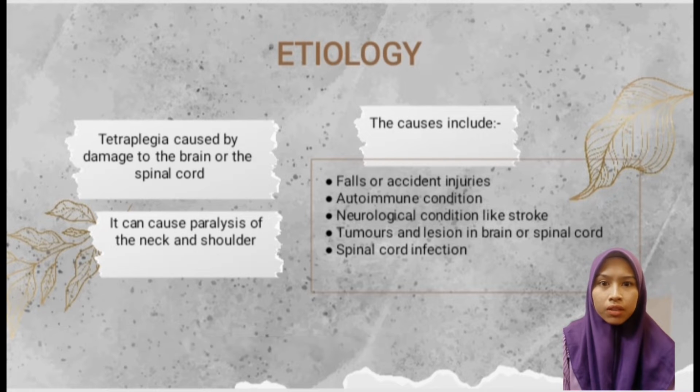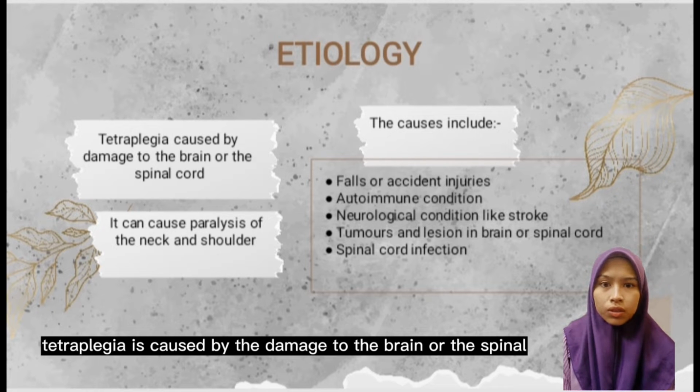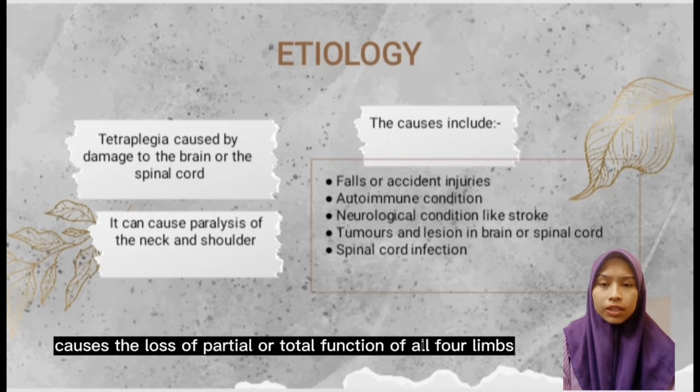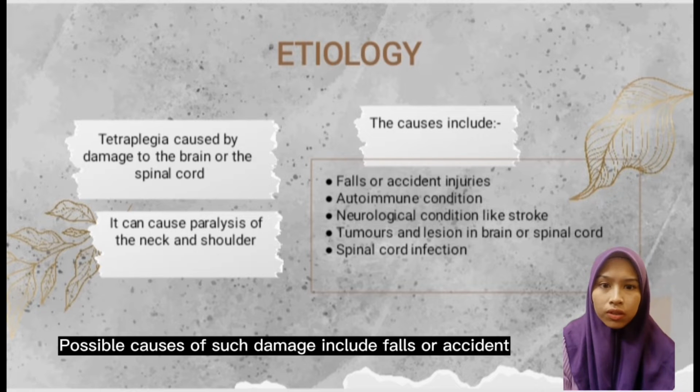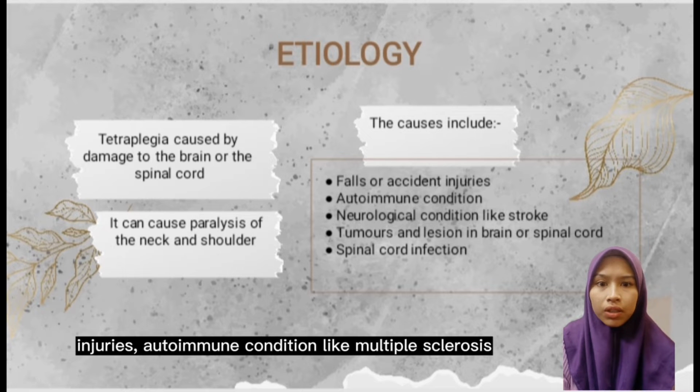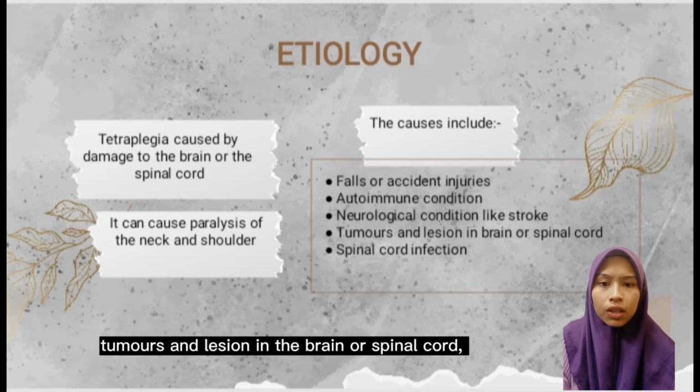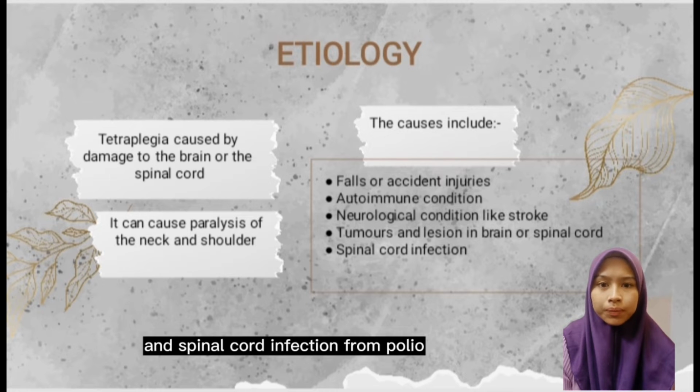So now I will explain about the etiology of tetraplegia. Tetraplegia is caused by damage to the brain or the spinal cord at a high level. The injury, which is known as a lesion, causes the loss of partial or total function of all four limbs. But some people will also have paralysis of the neck, head and shoulder. Possible causes of such damage include fall or accident injuries, autoimmune conditions like multiple sclerosis, neurological conditions like stroke and cerebral palsy, tumors and lesions in the brain or spinal cord, and spinal cord infection from polio.